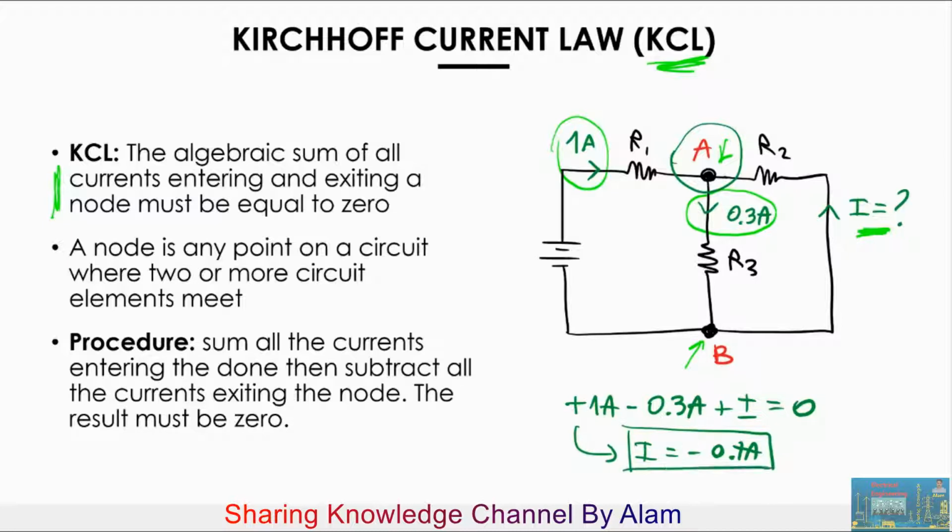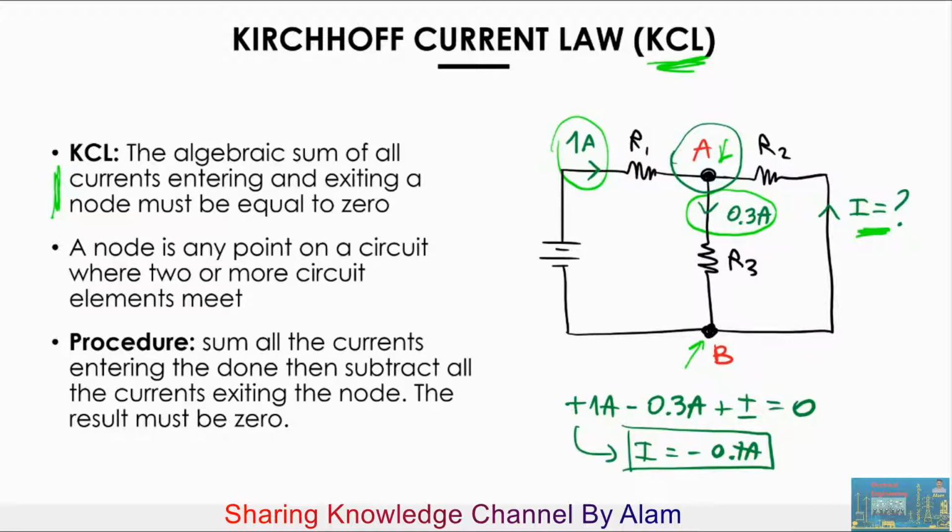The fact that the current is negative means that the real direction of the current is actually the opposite, which completely makes sense. If you think about it, you have 1 amp going into this node, and if 0.3 amp are going down, 0.7 amp have to be going in the other direction.